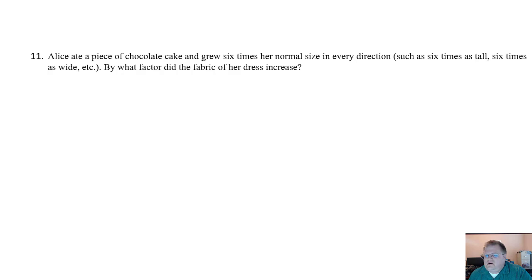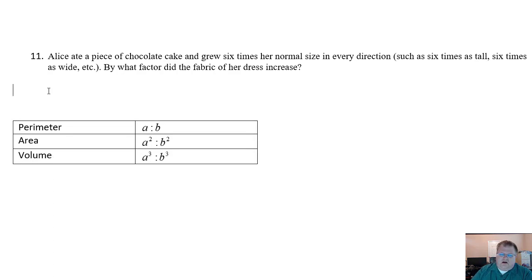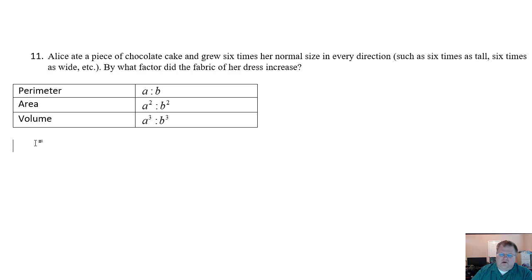In this question, we're referencing the Alice in Wonderland story. We're told she eats a piece of cake and grows 6 times her size, and then we're asked to make a statement about her dress. Even though this is talking about eating cake and growing, what we really want to start with is what in our class they are trying to get us to think of. When we studied this in the geometry lesson, we talked about the relationship between perimeter, area, and volume.